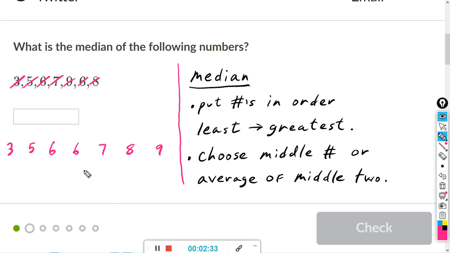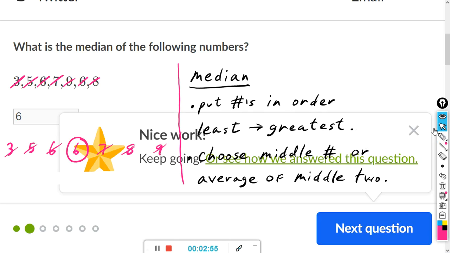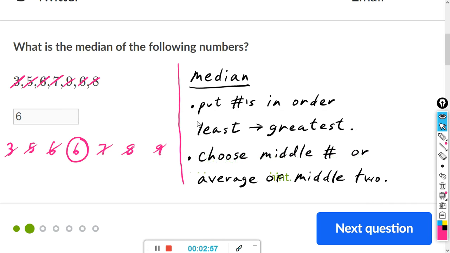Now you just find the number in the middle. The easiest way is to cross out the same amount of numbers on both sides. 1, 2, 3, 1, 2, 3. So clearly the number in the middle is 6. And you just enter that in the box. So like I said, because we had an odd number of values, we had a number in the middle.